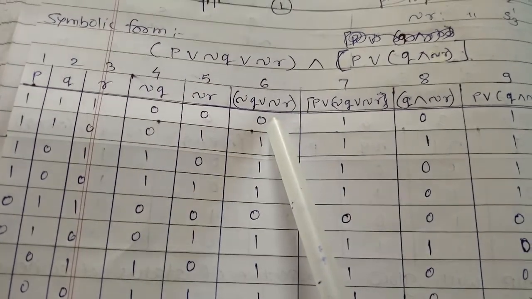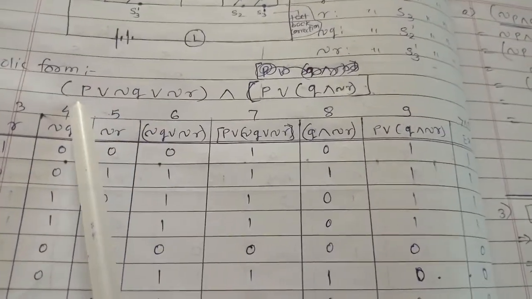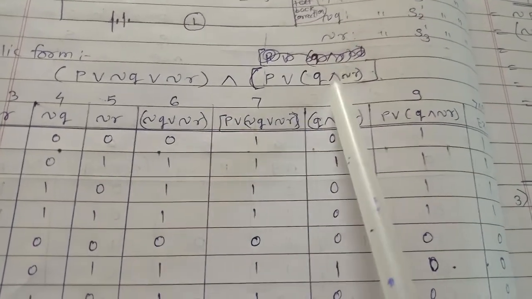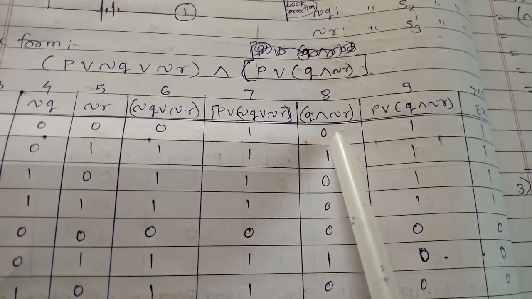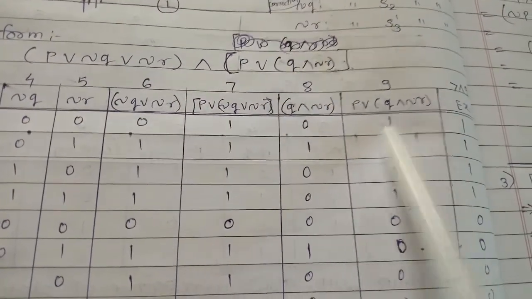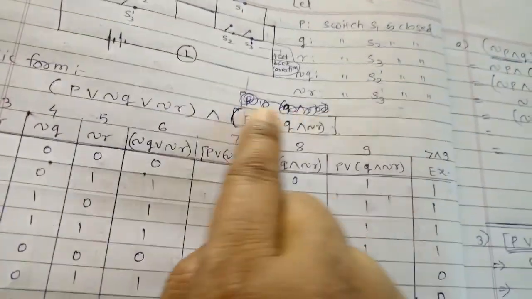Now see, first we are going to write down the negation Q disjunction negation R, and after that we write this total, because we can't write the three letters at a time. So we take these two first and then we write this one, that is P disjunction negation Q disjunction negation R. Then we are going to find out P conjunction negation R, and then we take this total bracket, that is P disjunction Q conjunction negation R, and the last one, that is this total example, means this total symbolic form we are going to write down in the last one.